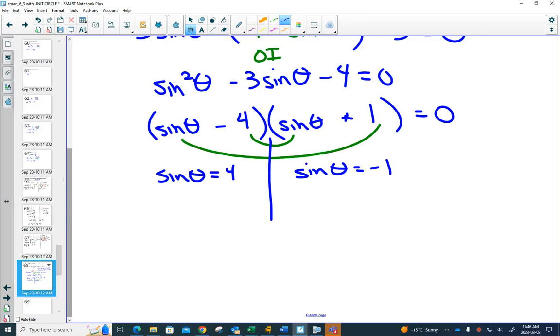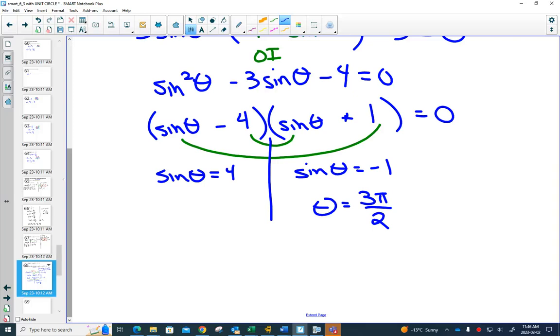Pull out your unit circle. We're looking at sine, so we're looking at y coordinates. Do either of those show up on your unit circle? Yes, one of them does. The minus 1 does. Okay, so minus 1 is the y coordinate right down here. So I can say that theta is equal to 3 pi over 2. The 4 is not a y coordinate on here.